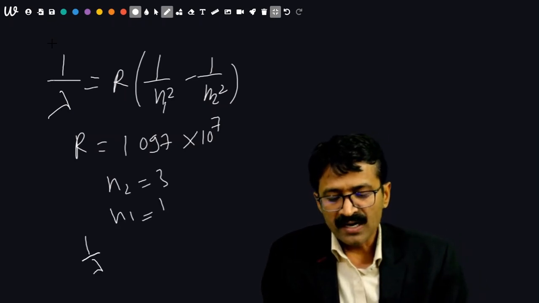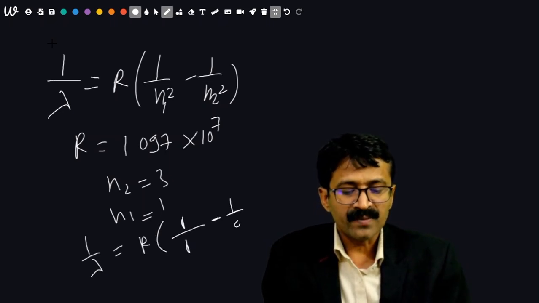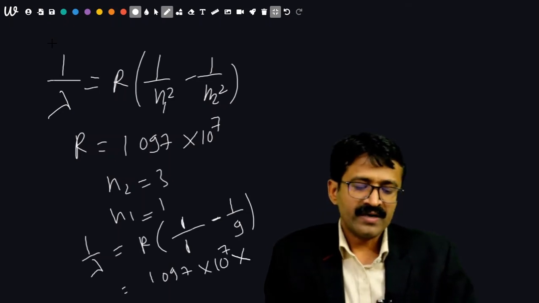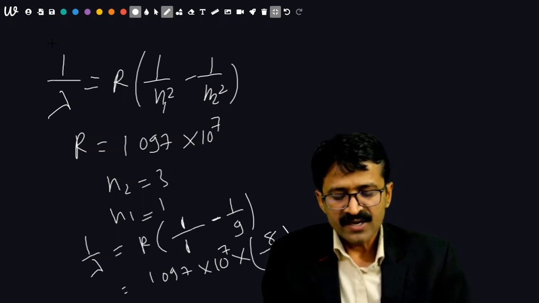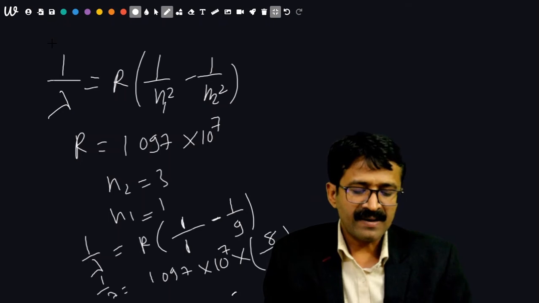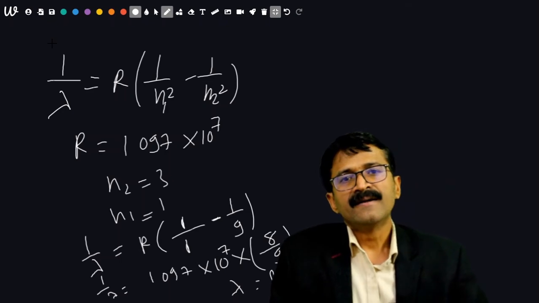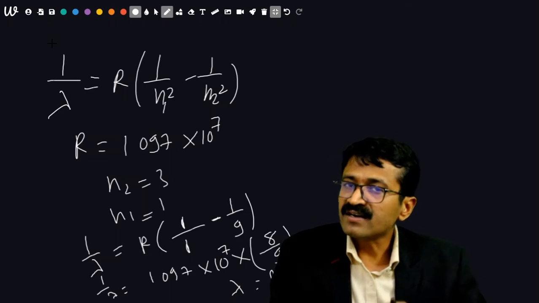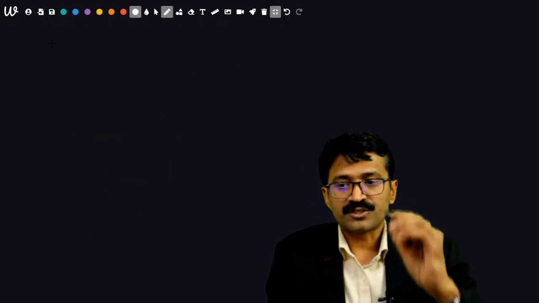Then 1 upon lambda is equal to R into 1 upon 1 minus 1 upon 9. The square of 3 is taken to be 9, and 1.097 into 10 to the power 7 into, taking the LCM, it will be 8 upon 9. By solving this, you will get the value of wavelength lambda. This is all about the numerical problem based on that. The region is important. Remember, in the visible region there are 7 different colors, and these colors are occupied depending upon their wavelength.